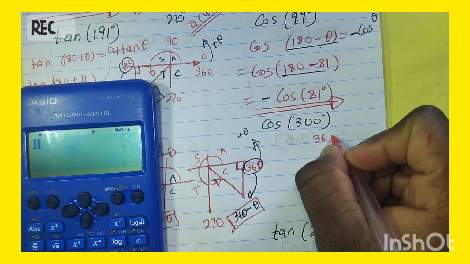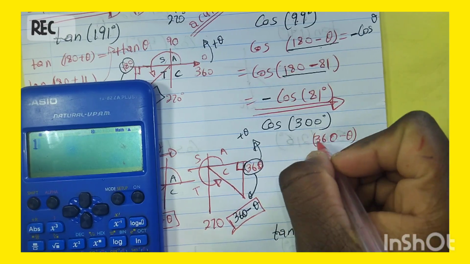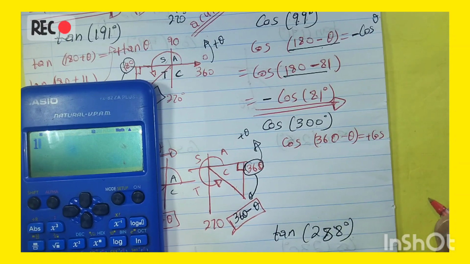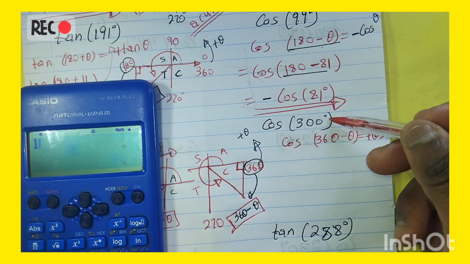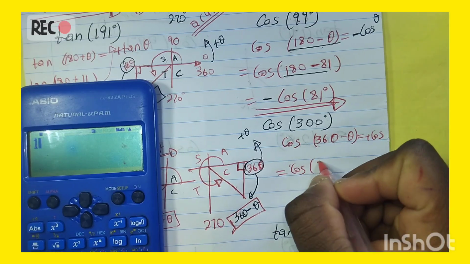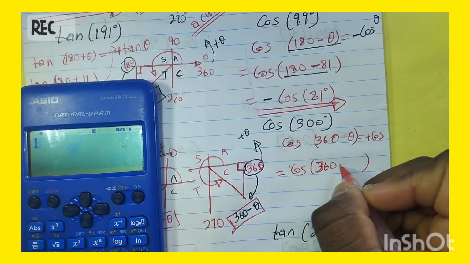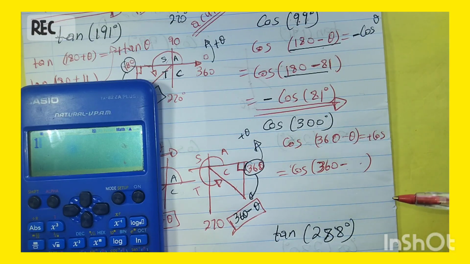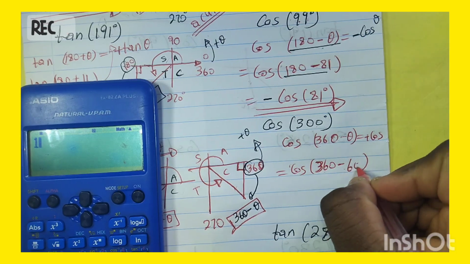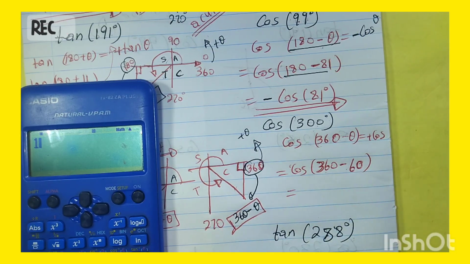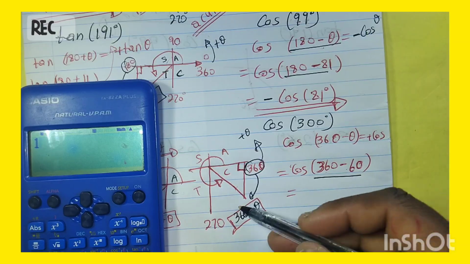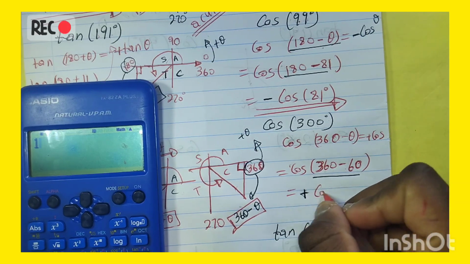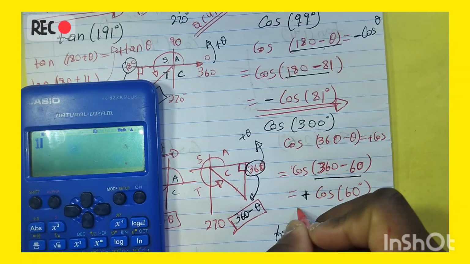The position is 360 minus theta, and for cos, I know in this quadrant I'll produce positive cos. So let's apply this: cos of 360 minus, what number can I put here? When I subtract it from 360, I should get 300. Obviously that number, guys, is 60. And I know this is a position on the fourth quadrant, and cos there is positive. Positive cos, then reduce the angle.